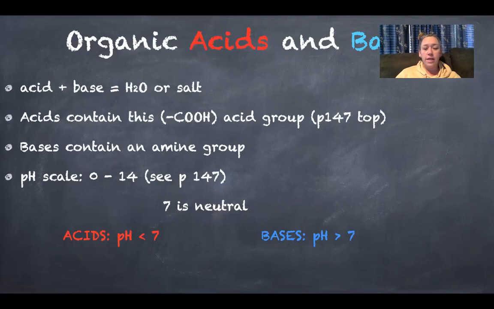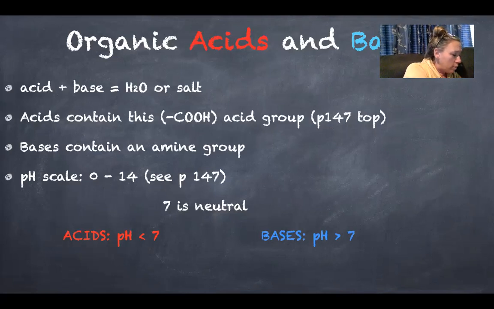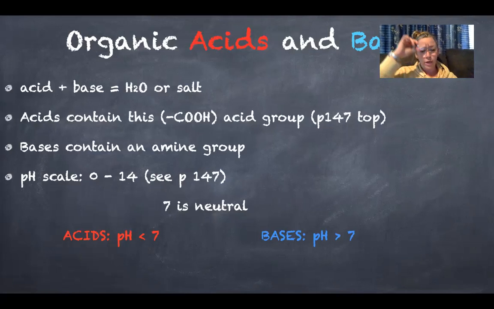Acids contain this group, this group is always on an acid. It's COOH. Carbon, oxygen, oxygen, and hydrogen. That's called an acid group. And if you turn to page 147 at the top, you'll see how those atoms are connected. There's a C double bonded to one O and then single bonded to OH, COOH. Those are organic acids, top of page 147.